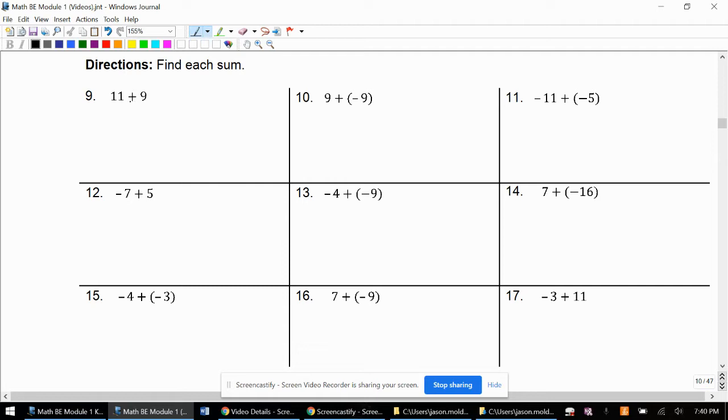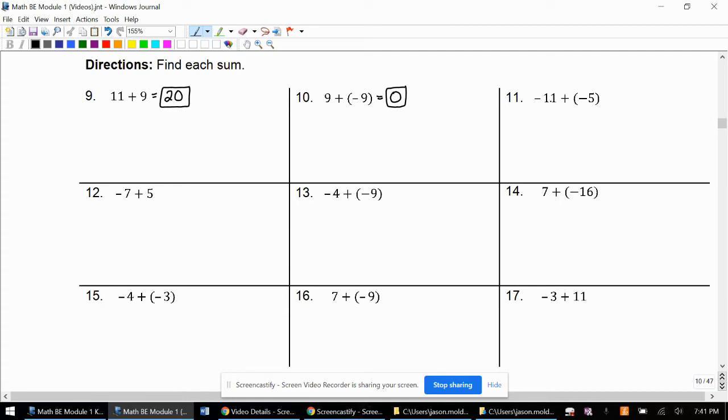We're going to add here, we're adding two positives. You can picture 11 unshaded and 9 unshaded. Nothing's going to cancel. So this just adds up to give me 20. Number 10, we have 9 unshaded and 9 shaded, and they're going to cancel. Nothing's left over. Those are 0 pairs. It is 0. Notice that I'm even thinking about the tiles without drawing them.